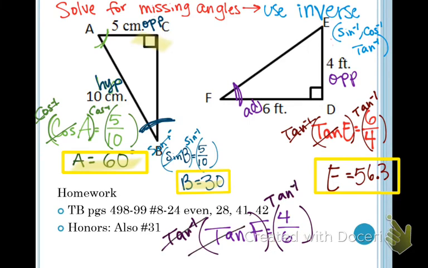So we're going to hit the shift button. Tangent to the negative 1 of 4 over 6. What do we get? 33.7. So again, all three of these angles should add up to 180. Good way to check.